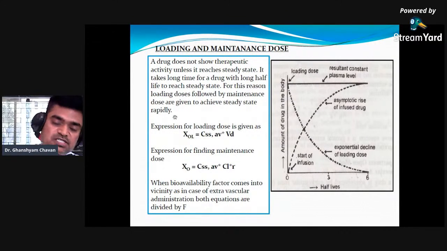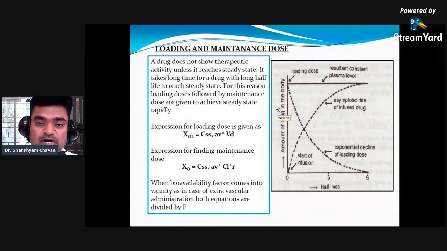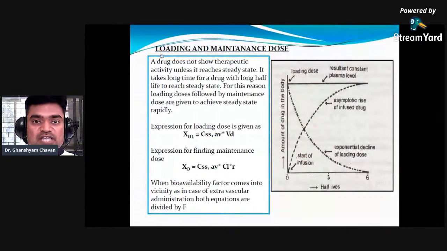Now students, try to understand and get involved in this lecture, and give your full attention to what I'm telling. Now here we are discussing two terms, one is loading dose and another is maintenance dose. What is their role? Their role is to maintain the drug concentration in your blood and to show its effect. That is very important.